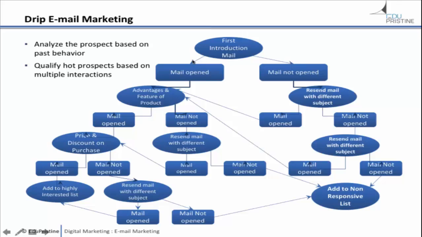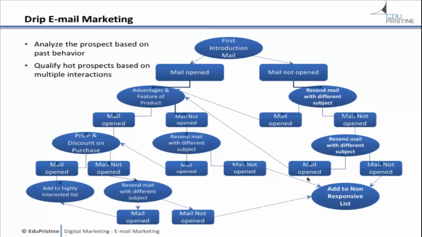So look at this. First introduction mail. Mail opened, you talk about advantages and features of the product. Mail not opened. Let's consider only mail not opened for now. If I resend the email with a different subject line and the email is opened, then it comes here. If it is not, then again resend with a different subject line. Again, if the email is opened, it comes here. Email not opened, it goes to the non-responsive list, which means that I sent them 3 emails to interact with them, but they did not interact, which means that they're not interested.